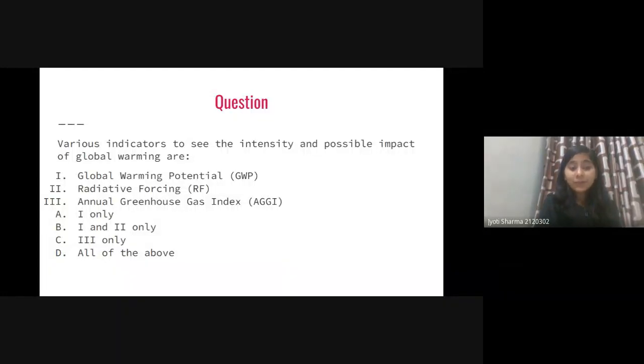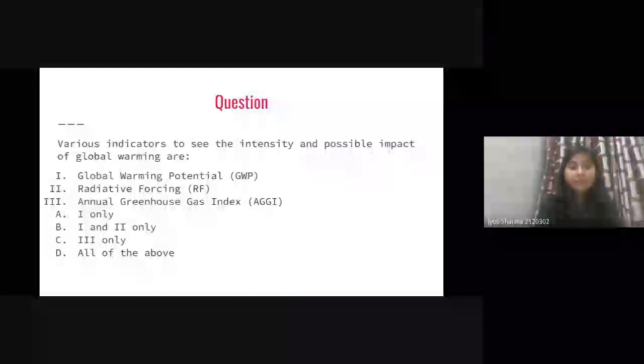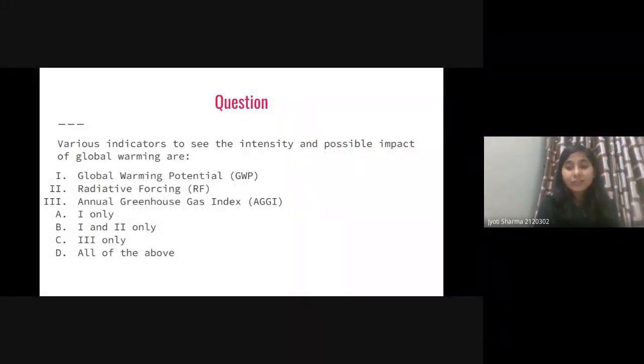Okay, so obviously the answer is D, that is global warming potential, then radiative forcing and the AGGI. We will talk about how these are three indicators. The first is global warming potential, right? Global warming potential means how much potential a greenhouse gas has to increase the temperature.